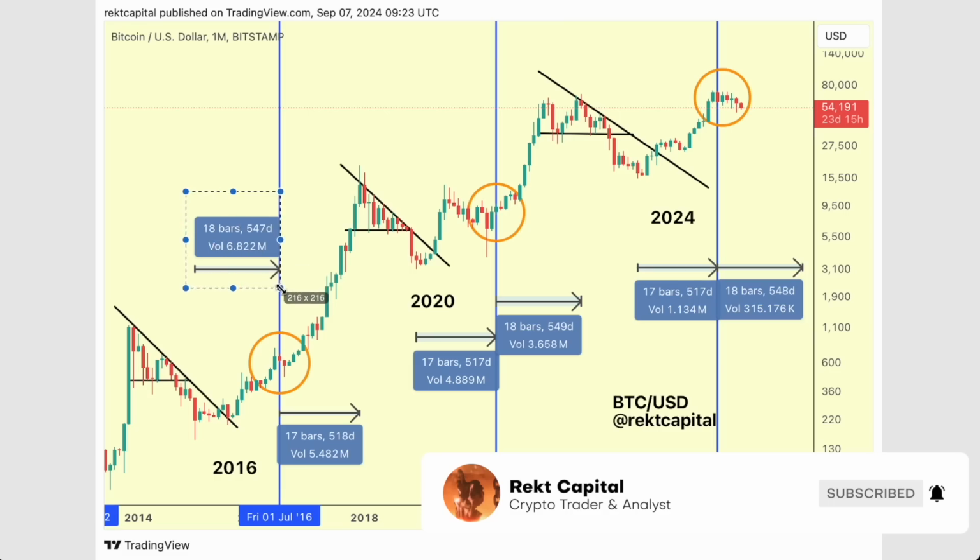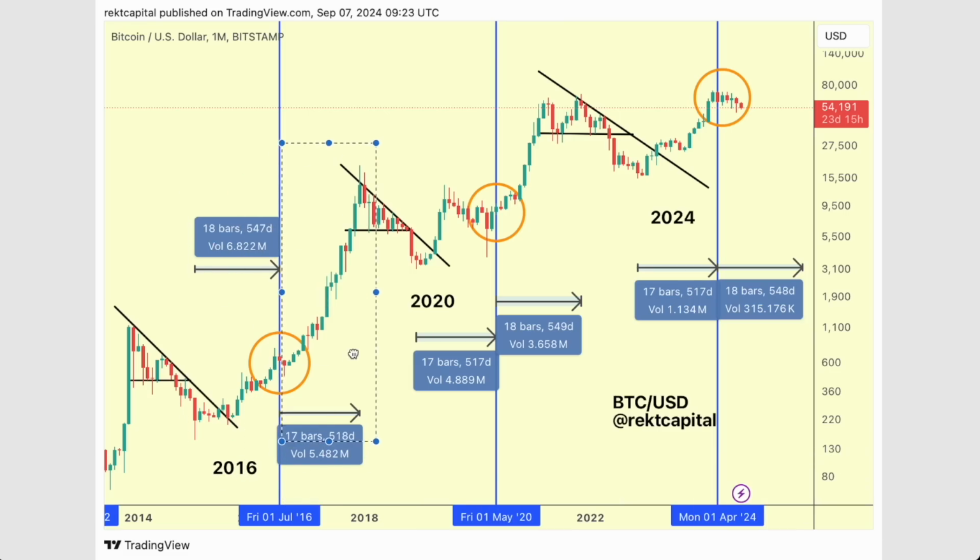So 547 days before the halving is when we saw a bear market bottom in 2015, and 518 days after the 2016 halving, we saw the bull market top. And it's a very similar story when it comes to the 2020 cycle: 517 days before the 2020 halving, we bear market bottomed, and then 549 days after, we were already at the bull market top.